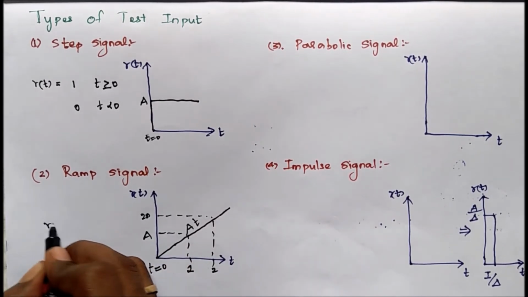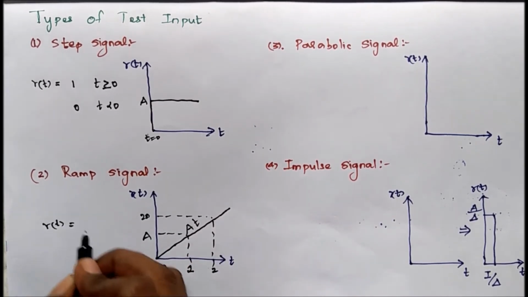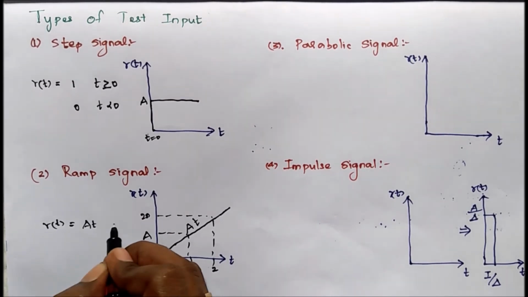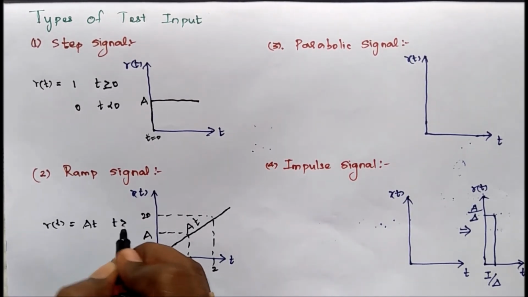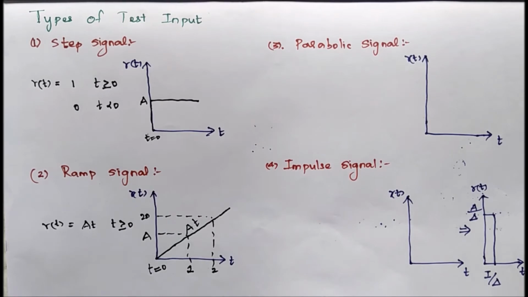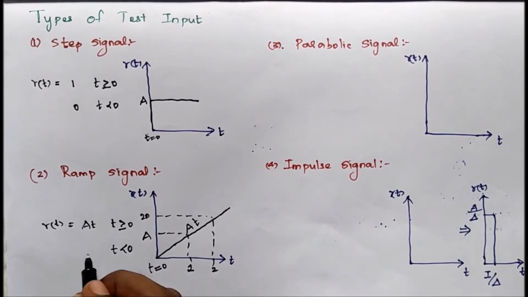Therefore, its mathematical expression can be written as R of t equal to A into t, when t is greater than or equal to 0. We see from this graph, if t is less than 0, there is no magnitude. We can say it is 0.